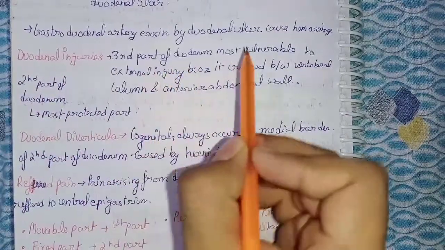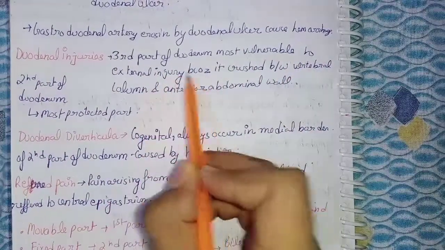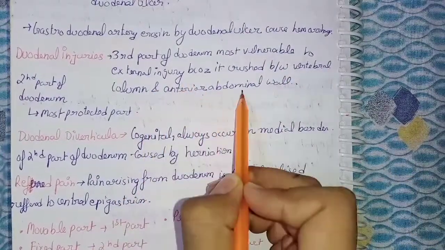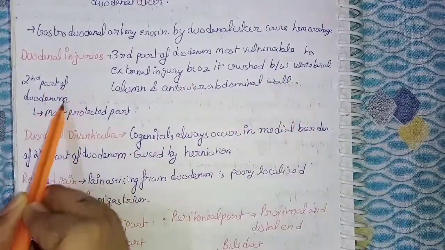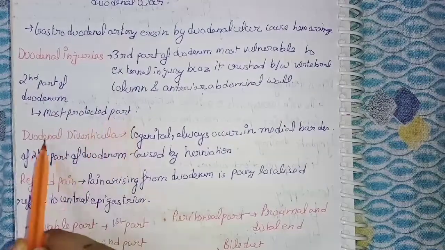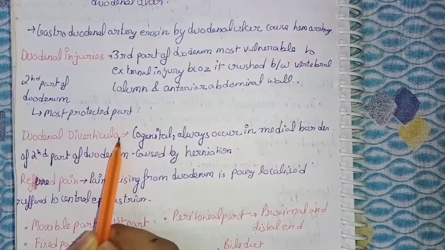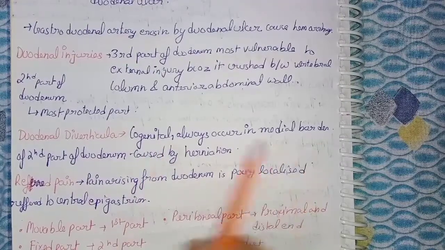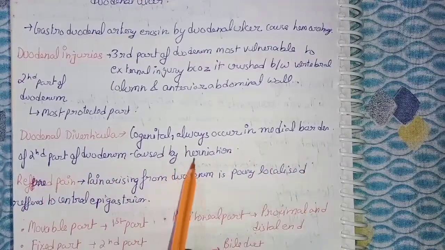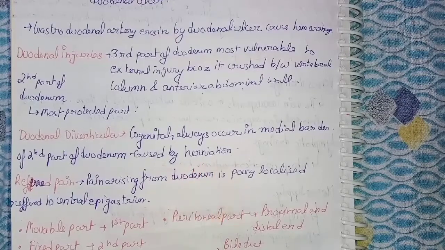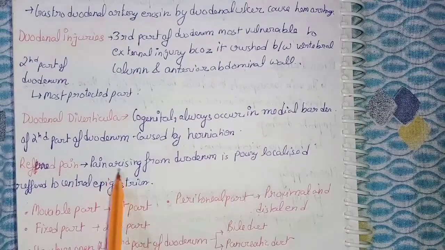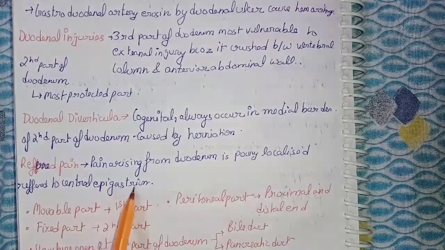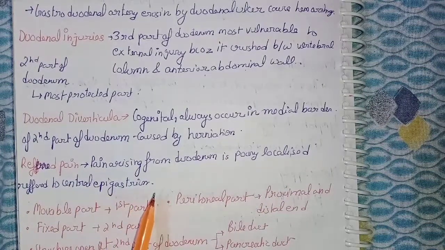Duodenal injury. The third part of the duodenum is most vulnerable to external injury because it is crushed between the vertebral column and the anterior abdominal wall. The second part of the duodenum is the most protected part. Duodenal diverticula: it is congenital, always occurs in the medial border of the second part of the duodenum, caused by herniation. Referred pain. Basically, pain arising from the duodenum is poorly localized, referred to the central epigastric area of the abdomen.